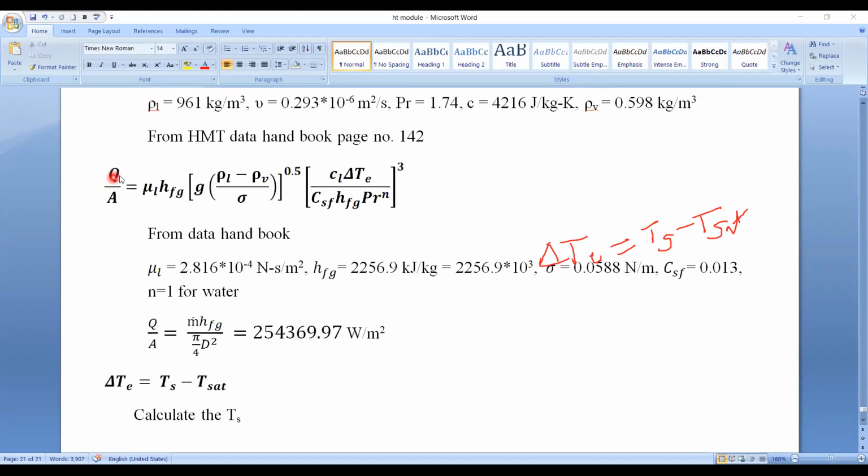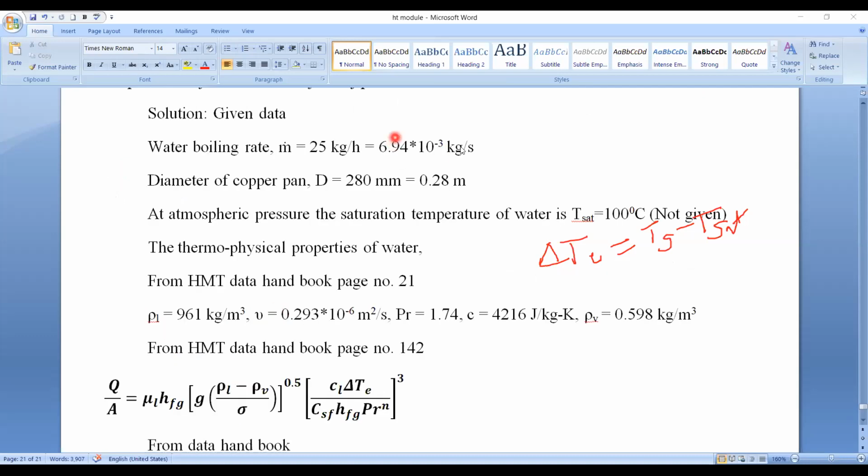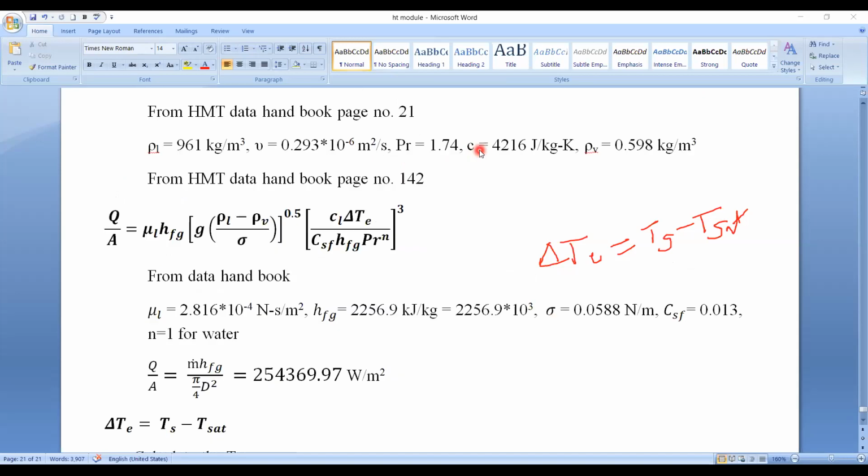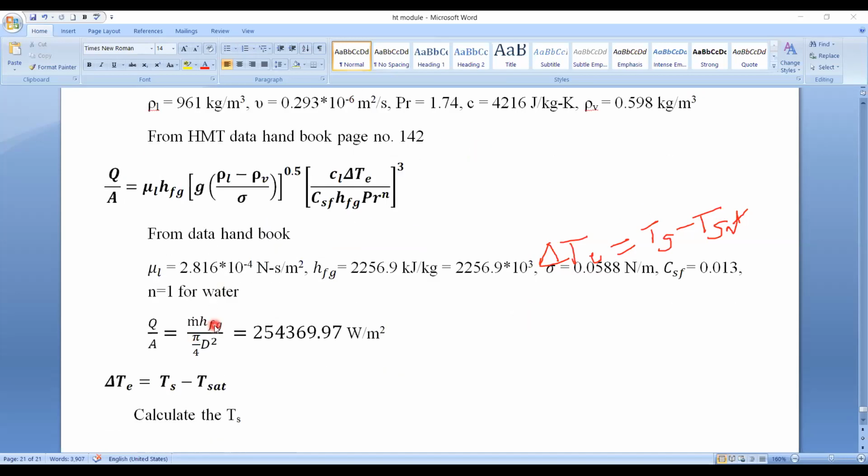Now here we need to get the value of Q by A. So Q by A, Q is nothing but m dot into HFG. M dot is already given, the rate of evaporation in terms of kgs per hour. So do convert it into kgs per second. So you are supposed to use this value 6.94 into 10 power minus 3 kgs per second into HFG. HFG is known from the data handbook.